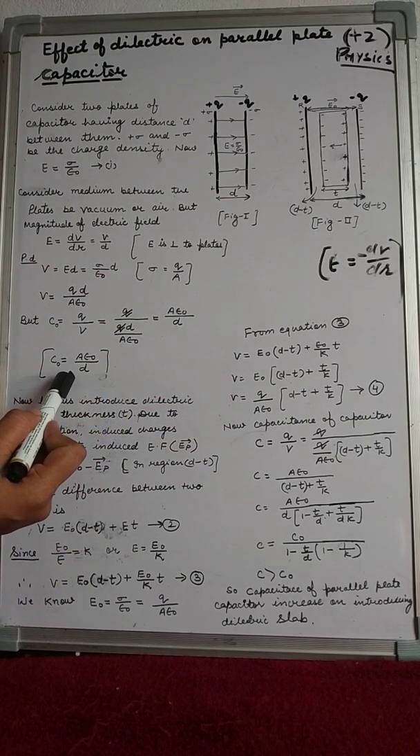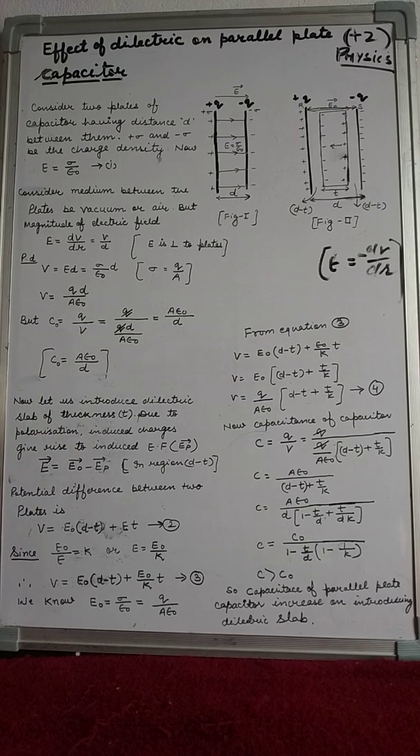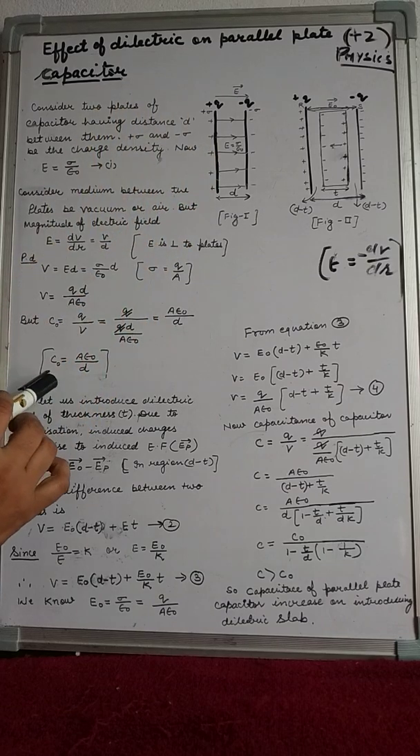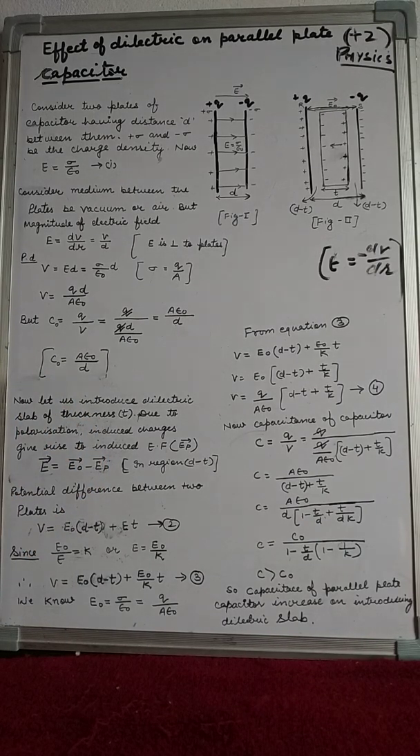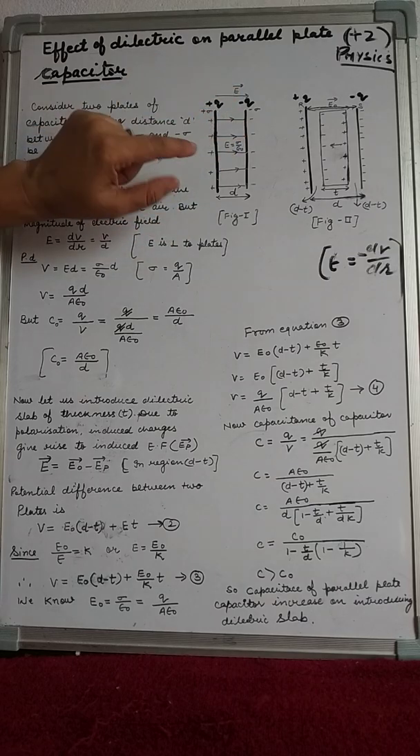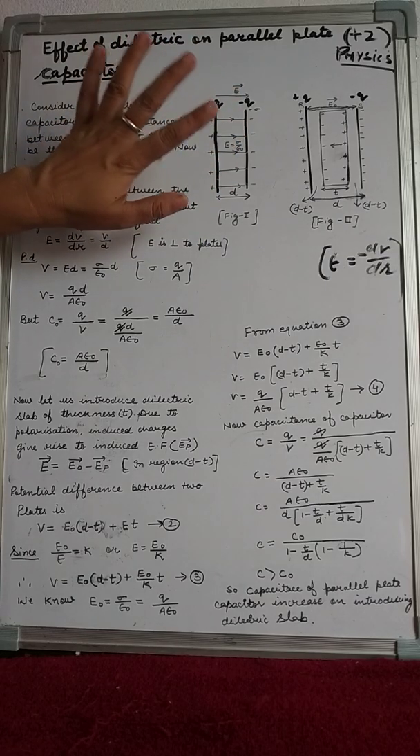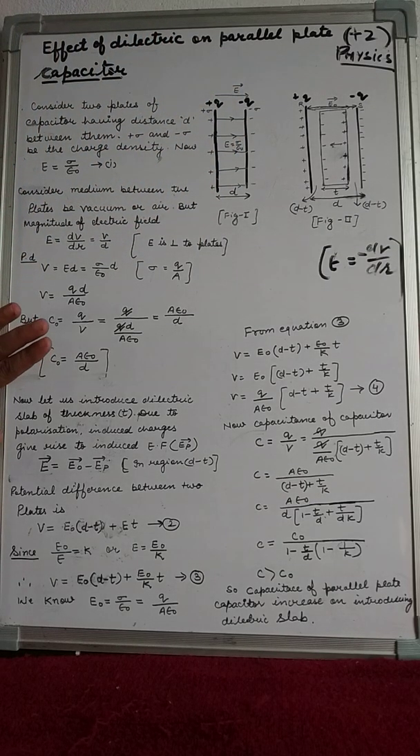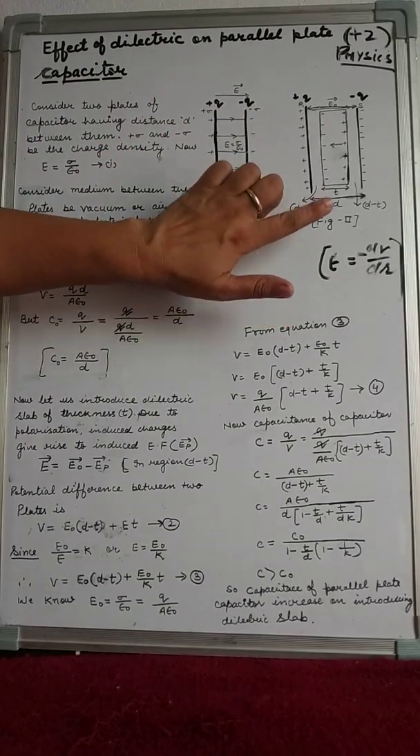C naught is the capacitance of the parallel plate capacitor when there is a vacuum or air between the two plates of the capacitor. That is, C naught is equal to A epsilon naught upon D. This is the calculation of the capacitance when there is vacuum between the two plates of the capacitor. Now, next figure, the second figure.